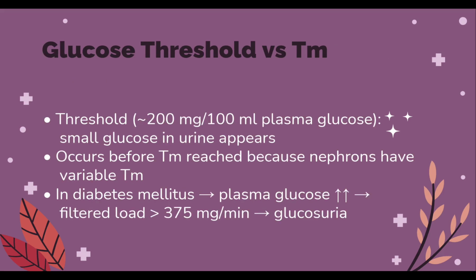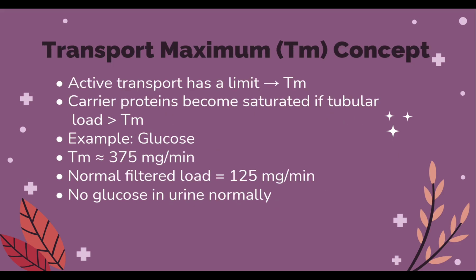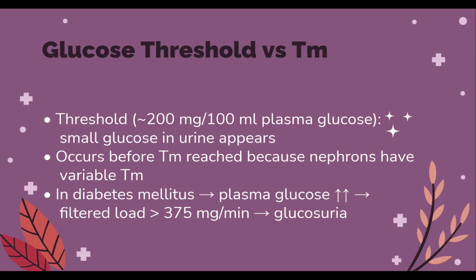The glucose threshold is related to Tm. The threshold is about 200 milligrams per 100 milliliters of plasma glucose. Small amounts of glucose in the urine occur before the saturation threshold is reached because nephrons have a variable Tm, as we talked about in this slide. In diabetes mellitus, the plasma glucose level increases, the filtered load increases, and it causes glucosuria.